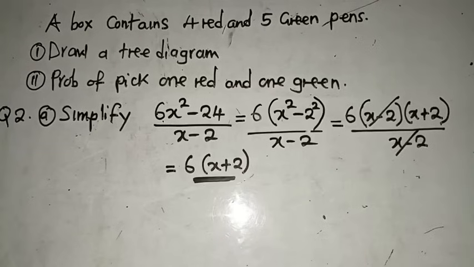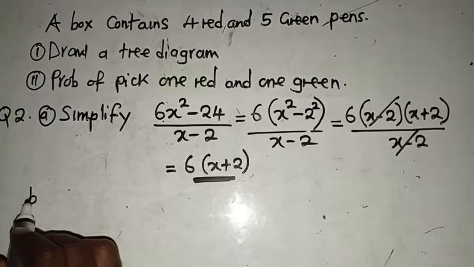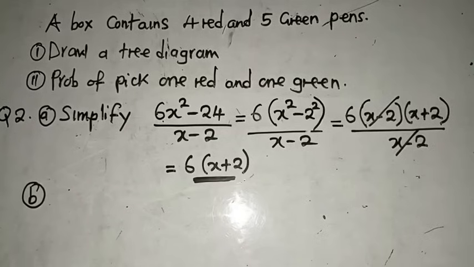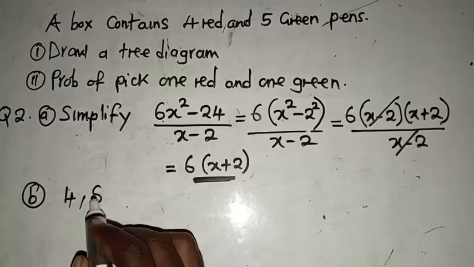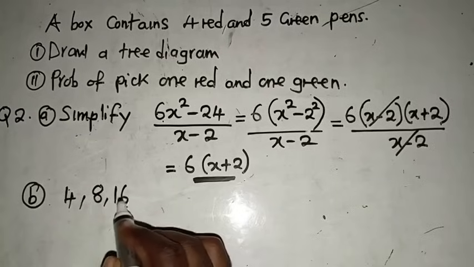This was 2A. We now move to B. B is saying that you are given the geometric progression 4, 8, 16.